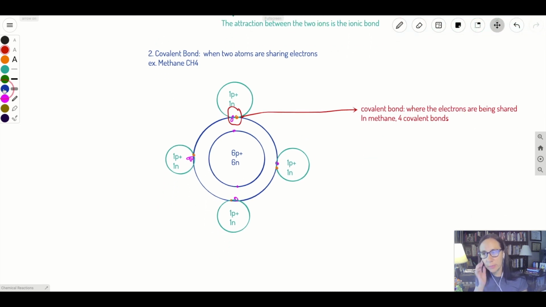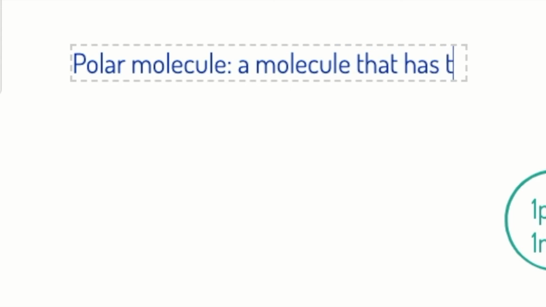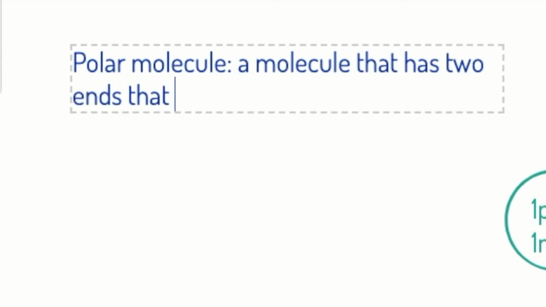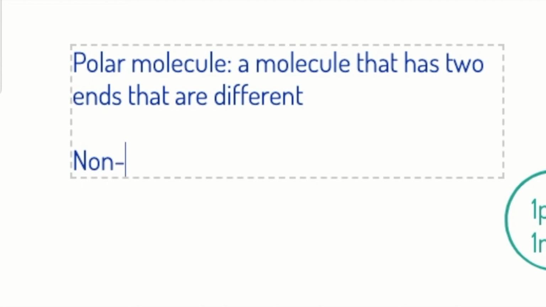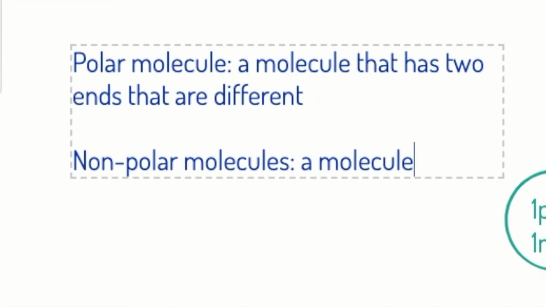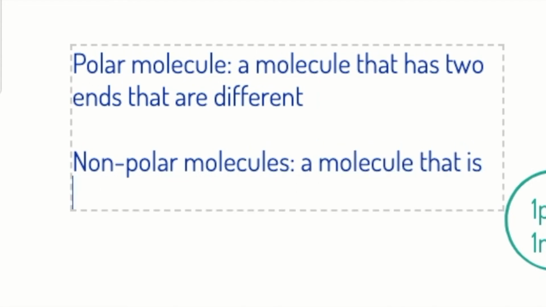So here's something else that we have to learn. Nonpolar and polar. A polar molecule is one that has a top and a bottom, a molecule that has two ends that are different. I'll explain this in a second. A nonpolar molecule, which is what this is, is a molecule that is symmetrical.